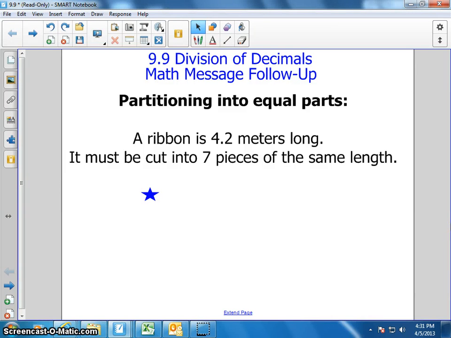Last time we took a look at multiplying with decimals. Today we're going to do the opposite and learn how to divide with them. So, when taking a look at this problem here, we have a ribbon that is 4.2 meters long and we have to cut it into 7 pieces. We're just going to treat this like a regular division problem, so we're going to pretend this decimal point isn't even here.